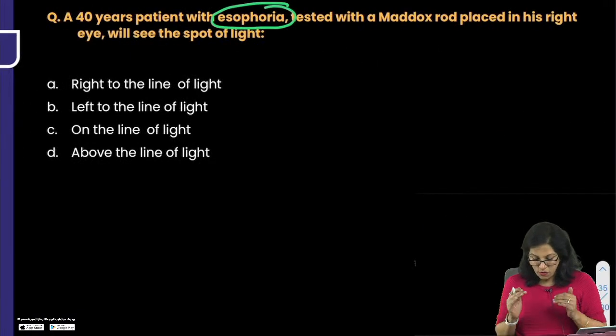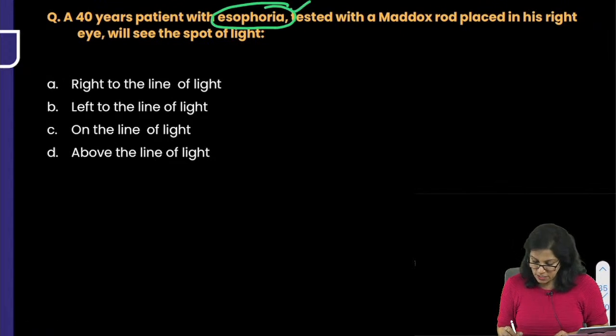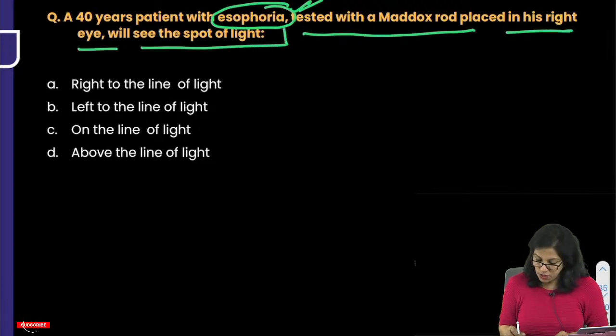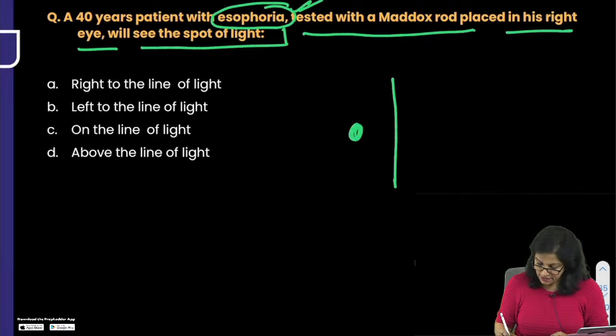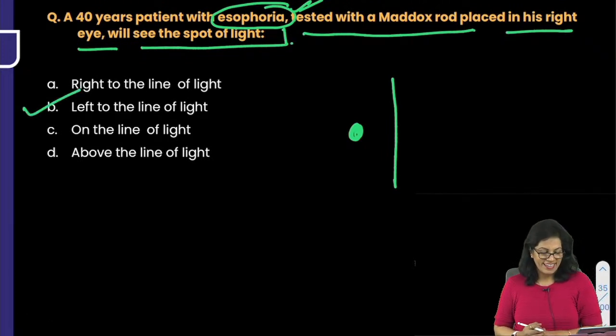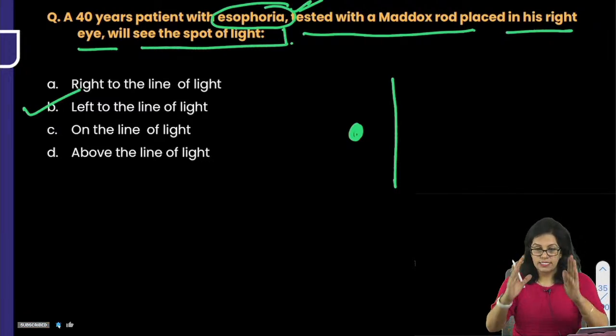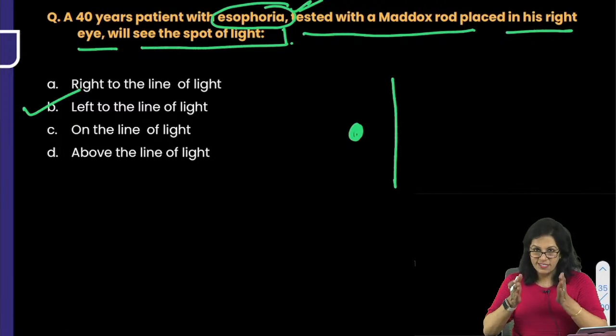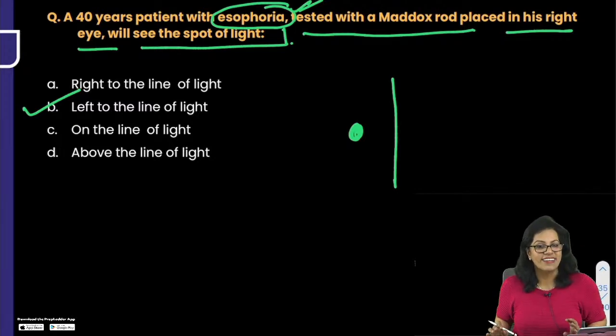Then what is the question here? The question says this patient has esophoria, tested with a Maddox rod placed in the right eye, will see the spot of light where? So the Maddox rod is in the right eye, it is an esophoria. So the right eye will see the line on the right side, and the spot will be on the left side. So what will you say? The spot of light is left to the line of light. Many of you have answered correctly. Whatever the patient is seeing is on the paper, and this is what you have to answer based on that. You don't have to reverse it. Please don't do that. Okay?